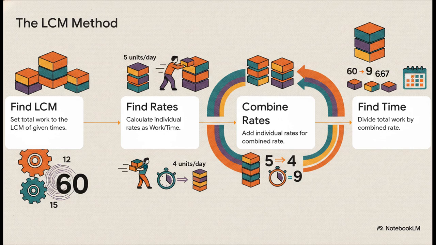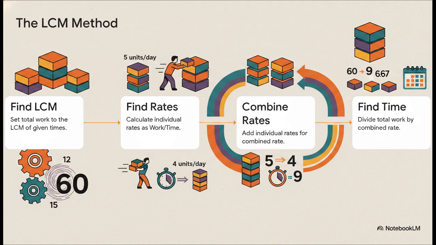Here's the breakdown. Step 1. Find the LCM of the times to set your total work. So we have 60 units. Step 2. Calculate their individual rates. If A does 60 units in 12 days, A's rate is 5 units a day. If B does it in 15 days, well, B's rate is 4 units a day.